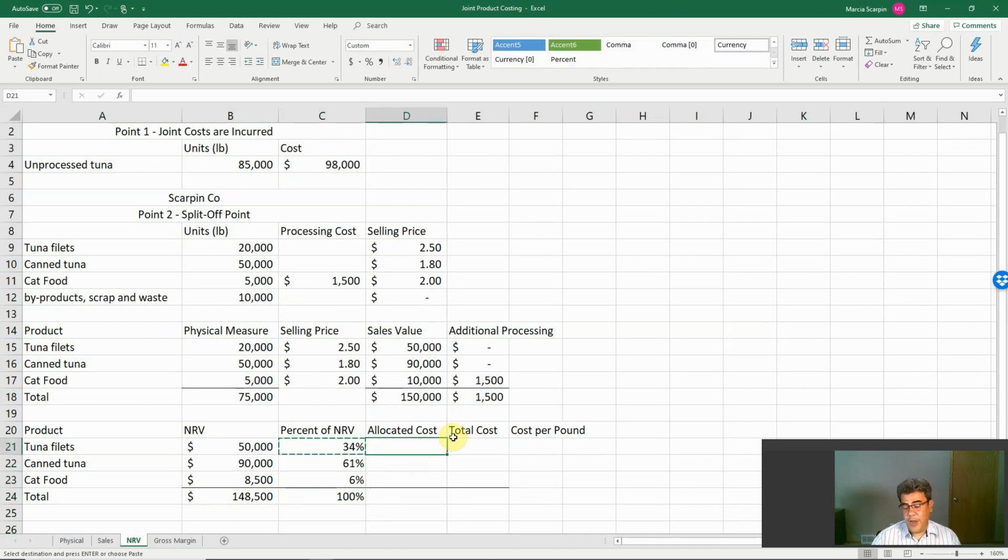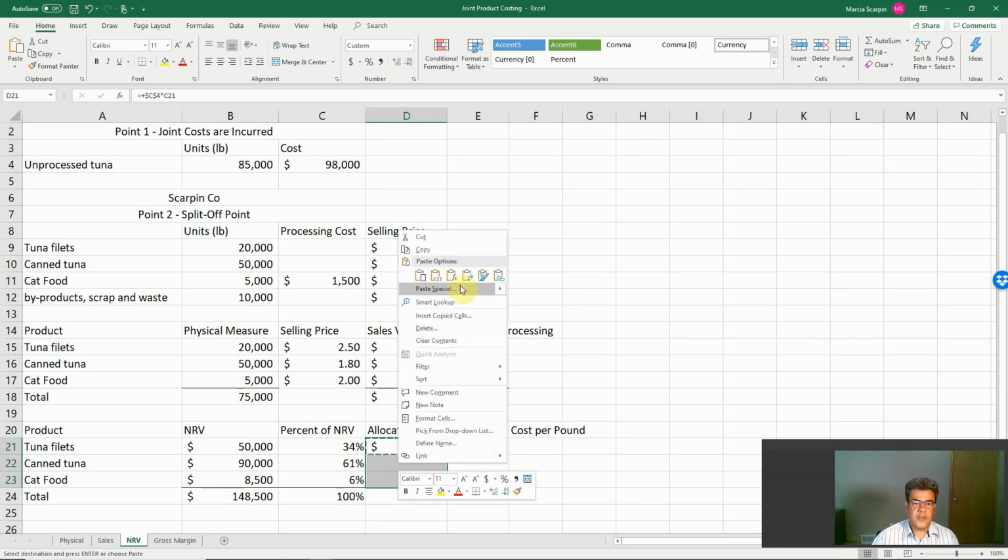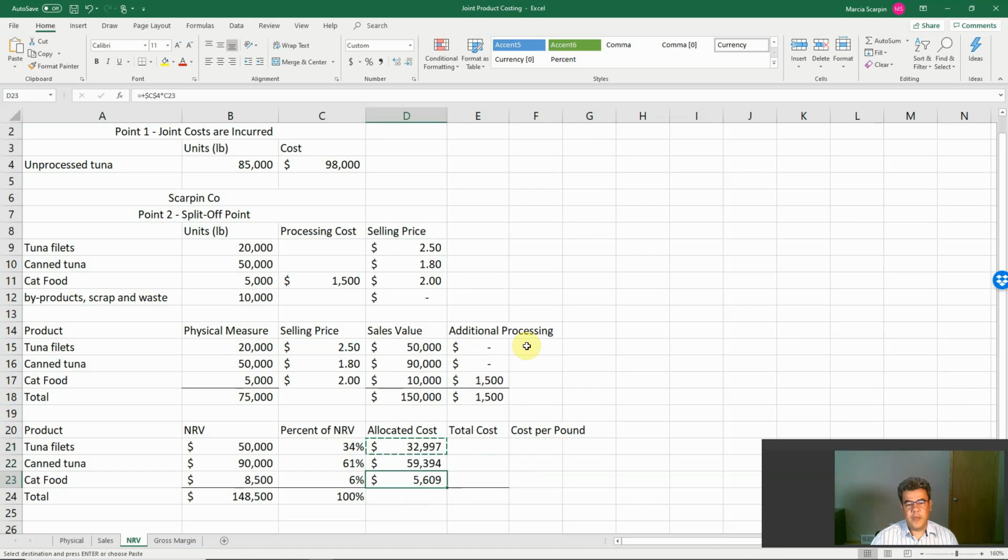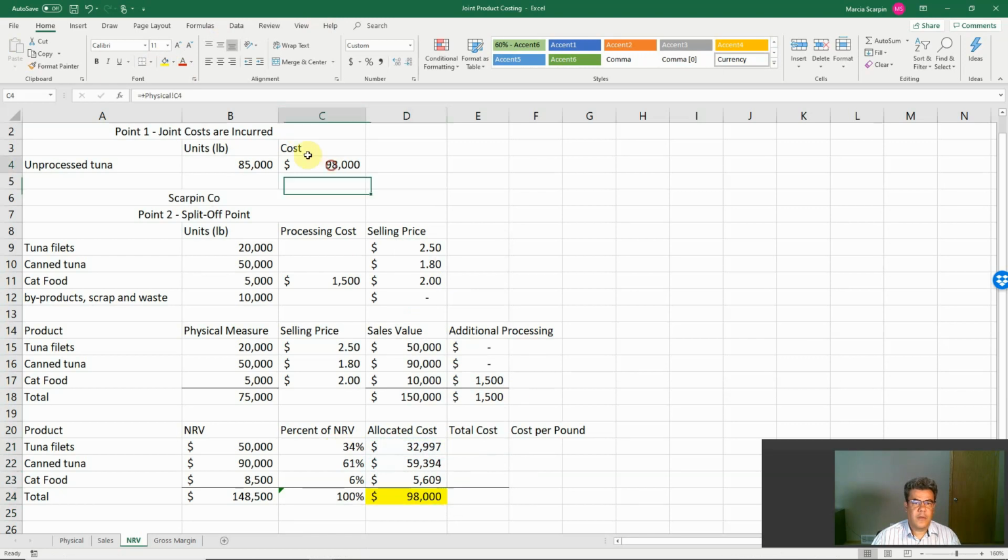Let's copy and paste the formula, 61.6%. So the allocated cost of this one will be 98 times the percentage. It will be here the allocated cost. It will be these numbers here, 30, almost 33, almost 50, and 5600. And our total will be the same 98 here.